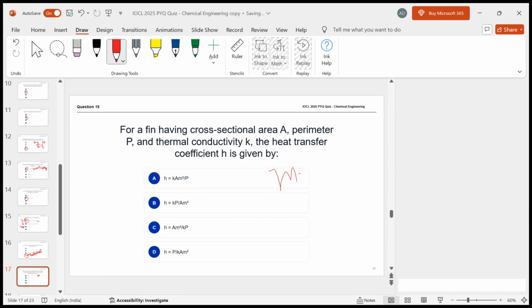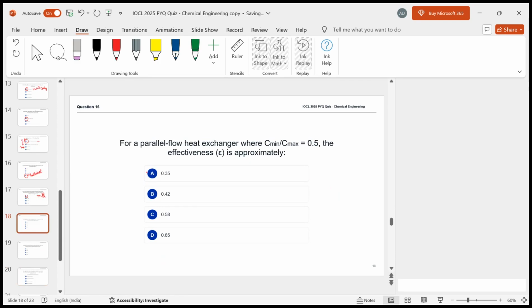Then, for a fin having cross-sectional area A, perimeter P and thermal conductivity K, as you well know, the heat transfer parameter m equals root of hP upon kA. So m squared is hP upon kA. This is a standard formula. So the correct answer would be m squared equals hP upon kA.